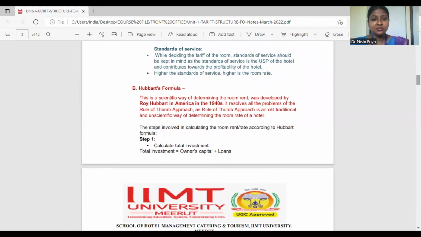Hubbard's formula: we will wind up from here and start another session of the class with the Hubbard formula, because it is another big topic in itself.